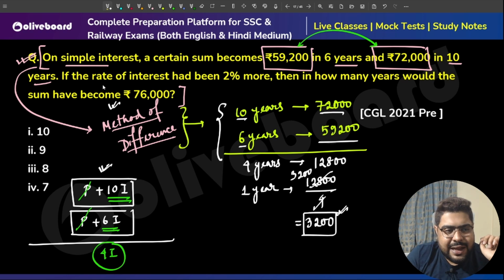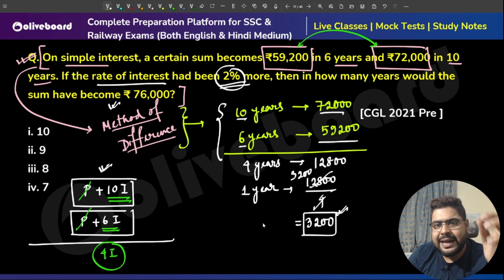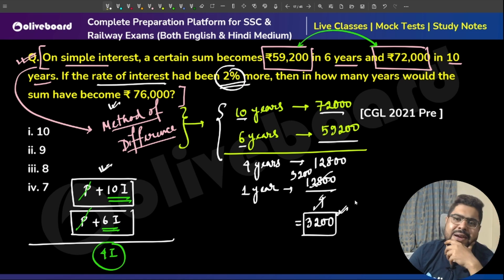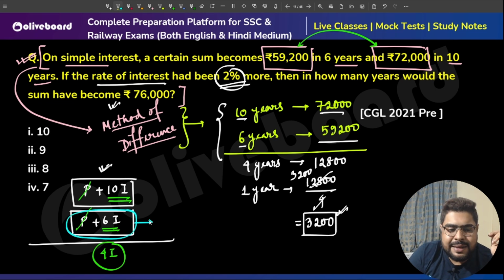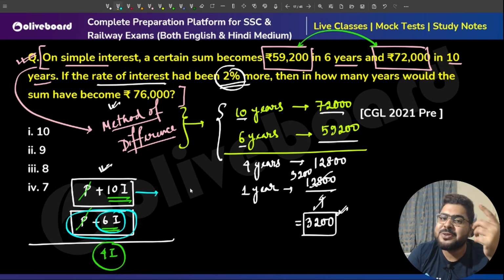But again, now they are asking the rate of interest if it was 2% more. So that means I need the current rate of interest. How to calculate that? It's very, very simple. P plus 6I, say for example, the 6-year amount is given as 59,200. Let me not take this, let's take this, the calculation will be easier.